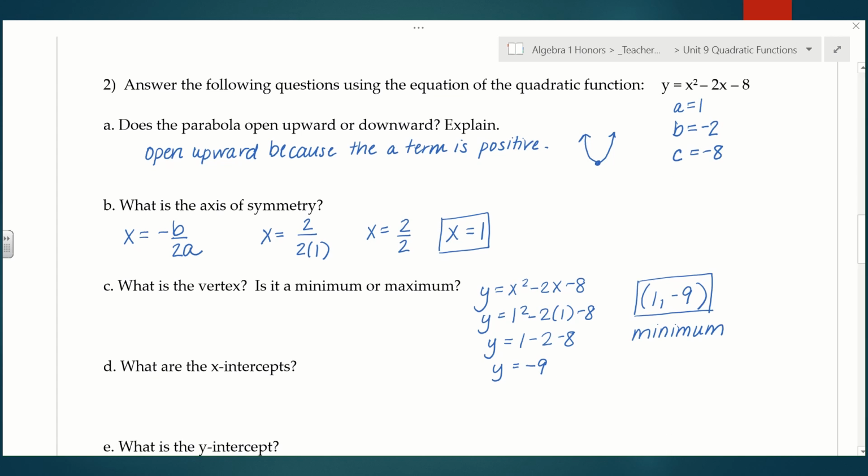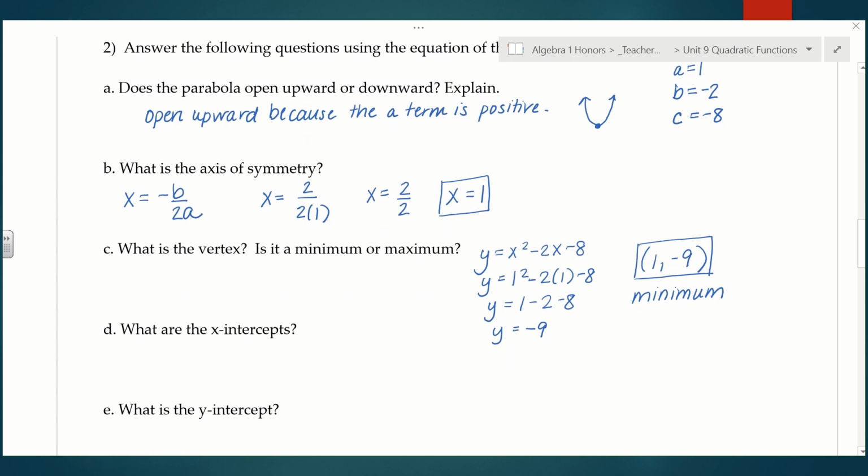Okay, so x-intercepts. How do we find those from an equation? Well, if you think about what an x-intercept is, it means that your y-coordinates are going to be 0. So using our equation, if I plug in 0 for y and I solve for x, I will get the x values where it crosses the x-axis. So I'm going to take my equation again, but this time I'm substituting 0 in for y.